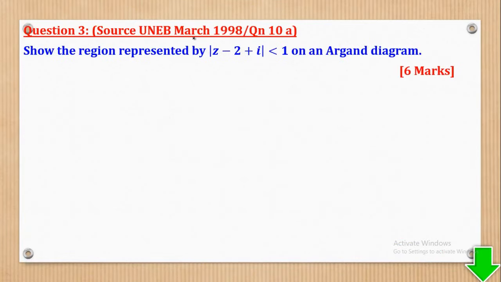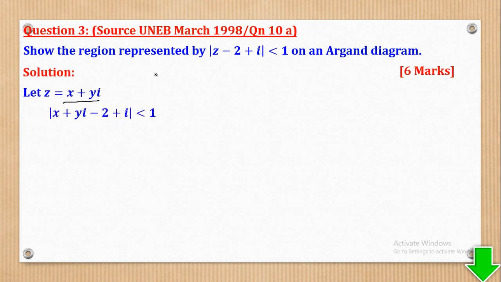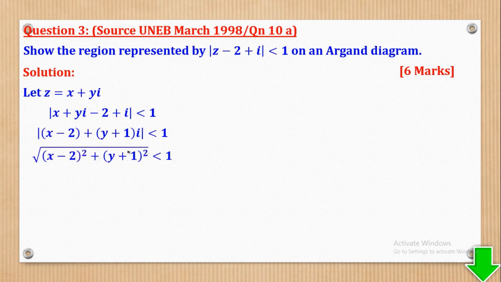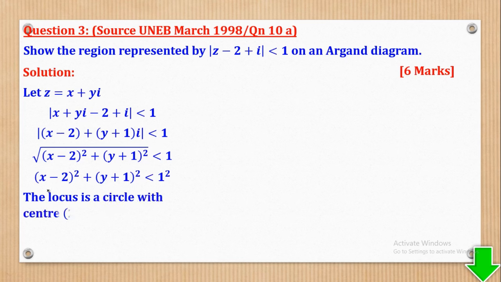Then question 3 came from UNEB of March 1998, paper 1, question 10a, and says, show the region represented by this on an Argand diagram. In other words, they want you to first get the locus. So we shall first let z be equal to x plus yi. Then come and substitute for z. Then rearrange to come up with that. Then get the modulus, square both sides, and this shows that the locus is a circle with center this.